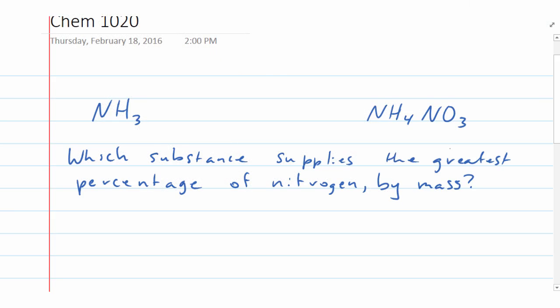We have two different substances. We'd like to know here which of these substances supplies the greatest percentage of nitrogen by mass. Now, I'm not going to give the right or wrong answer here on this one. I'd like for you to gather an impression simply based on looking at the formulas.